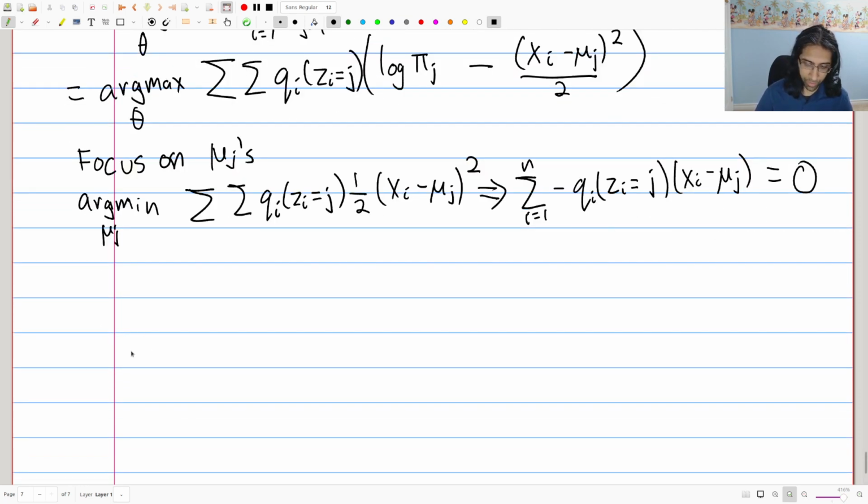And we can just rearrange this, namely by moving this mu j over to the other side. Essentially, if you solve for this, you get that mu j, the optimizer, is going to be equal to the following: summation over i equals 1 through n.